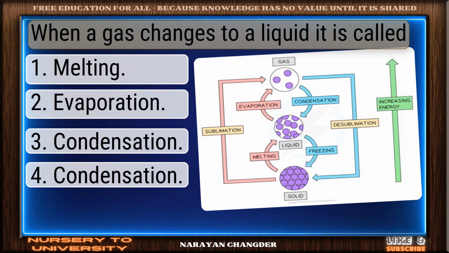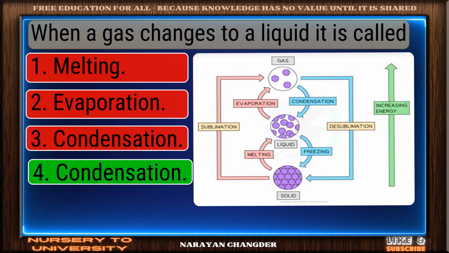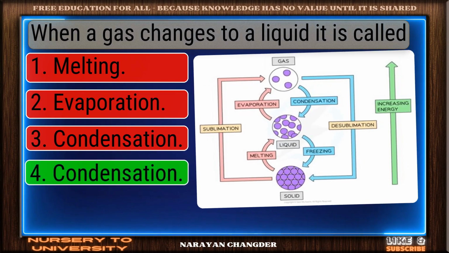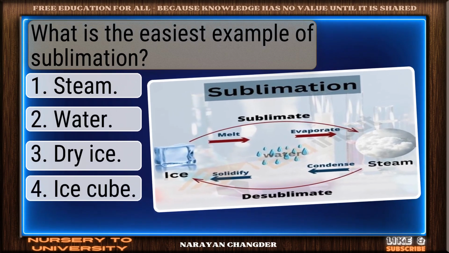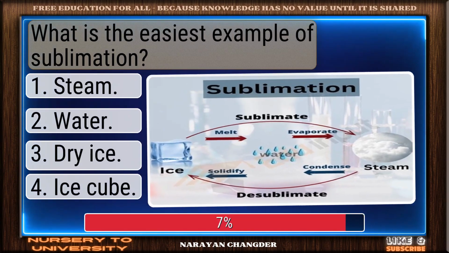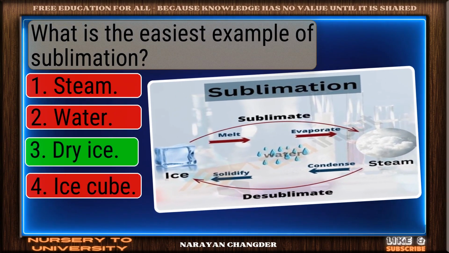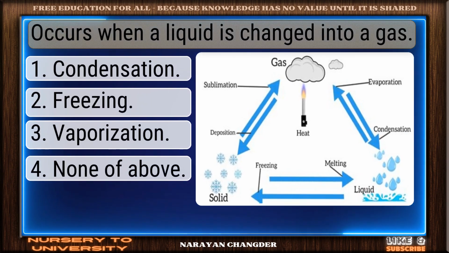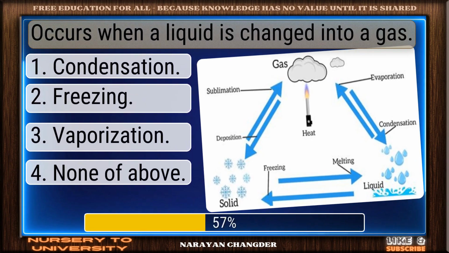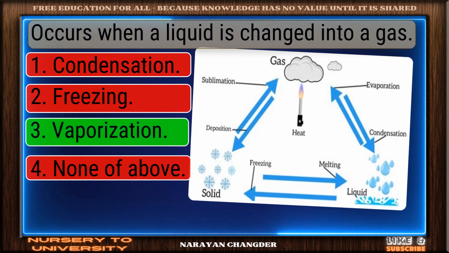When a gas changes to a liquid, it is called. Great thinking. Condensation is the right choice. What is the easiest example of sublimation? Good thinking. Dry ice is the right answer. Occurs when a liquid is changed into a gas. Nicely done. Vaporization is a solid answer.